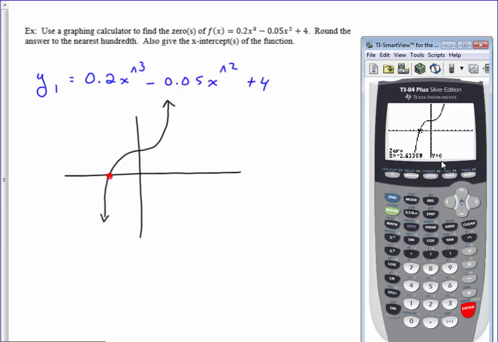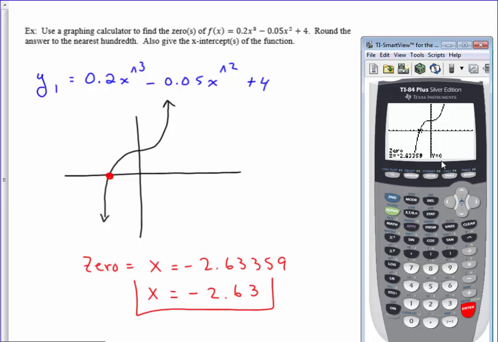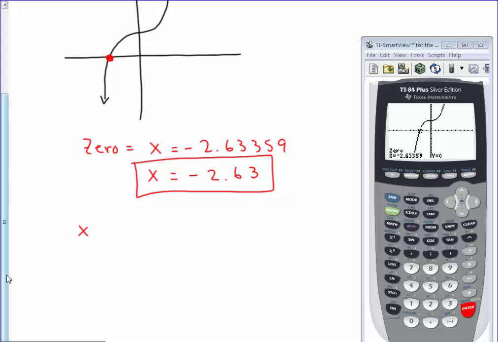So in this case, that particular zero would be x equals negative 2.63359. They have asked us to round to the nearest hundredth, so it would be negative 2.63 would be my zero. And then it's also asked for the x-intercept. For the x-intercept, I simply pair that value, negative 2.63, with zero.